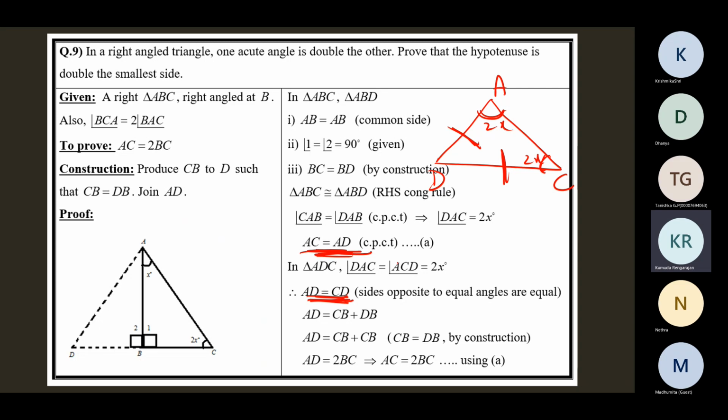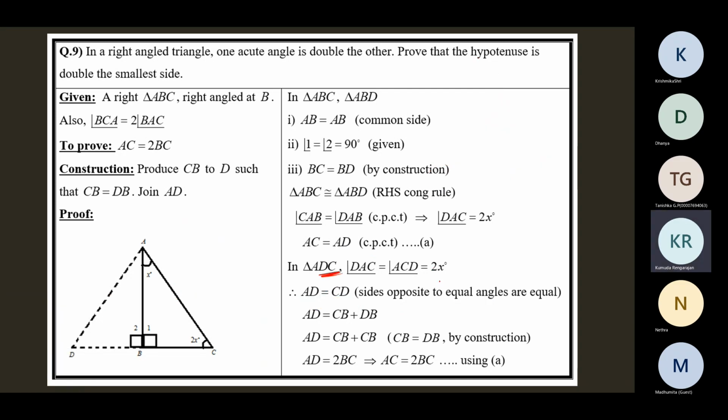AD is equal to DC. Sides opposite to equal angles are equal. Now this one also you have to write in CPCT. The hypotenuse AC is equal to the hypotenuse AD also you should write, because we'll have to prove something regarding the hypotenuse, right? So write about the hypotenuse also. AC is equal to AD, CPCT.